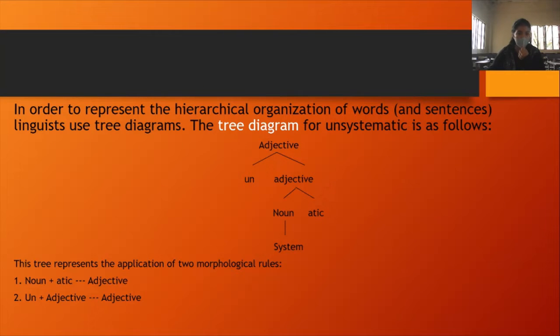So, in order to represent the hierarchical organization of words and sentences, linguists use tree diagrams. The tree diagram for unsystematic is as follows. So, as you can see, that is the diagram. This tree represents the application of two morphological rules. Number one, noun plus atic to adjective. Number two, un plus adjective to adjective.